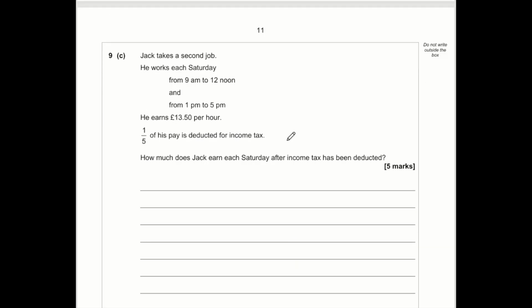Okay, so for this question, first of all, we need to work out how many hours he works. Well, there's 3 hours in the morning and 4 hours. So 3 plus 4 is 7. So 7 hours multiplied by £13.50 is his daily pay. 7 times £13.50 comes to £94.50.